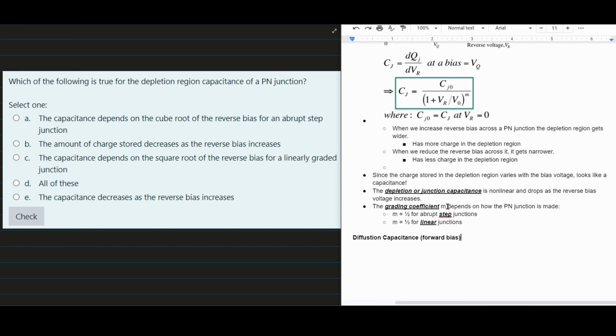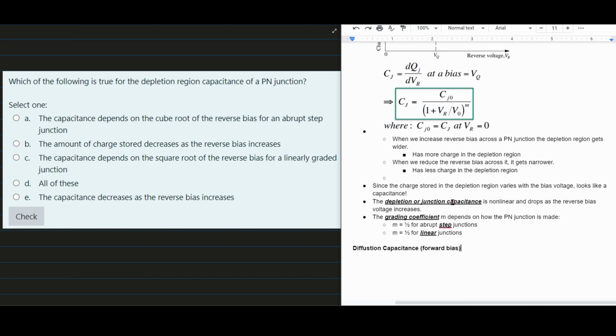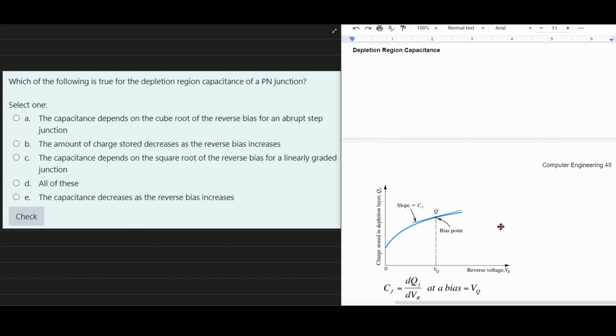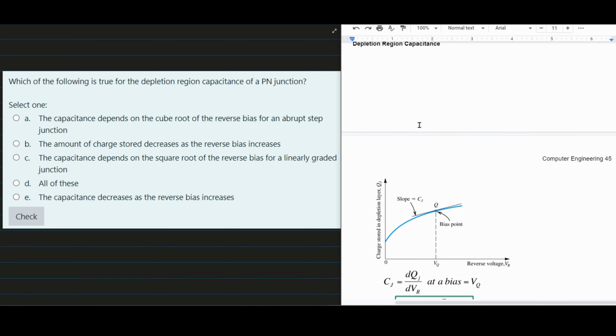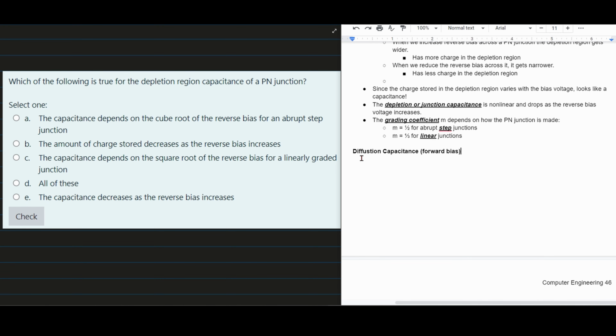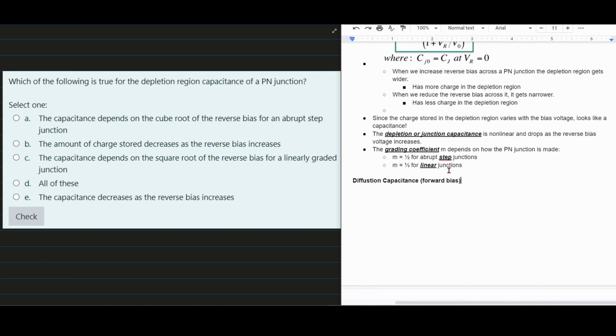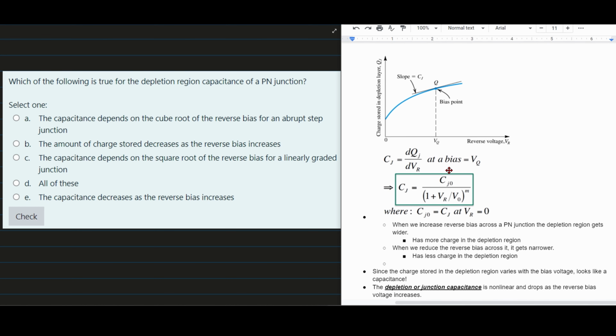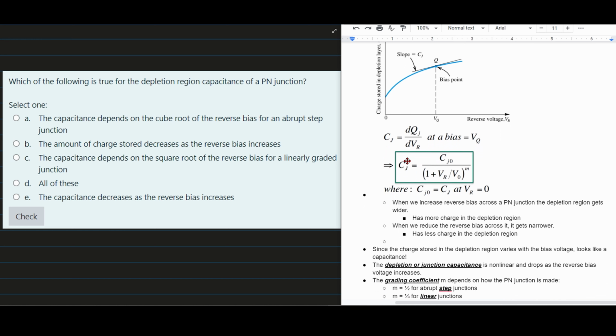For this question, we're asked which of the following is true for the depletion region capacitance of a PN junction. Now, in the notes linked below the like button, on about page 45, we have depletion region capacitance, and below this, we have diffusion capacitance, which is our forward bias. But for this one, we're going to be looking at the depletion region capacitance, and that's going to be these notes right here.